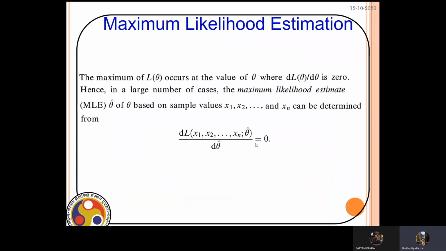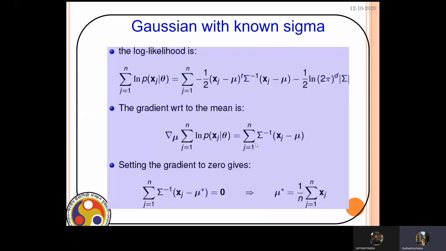So the maximum likelihood method, the formal statement is the maximum of L theta occurs at a value of theta where dL d theta is 0. Hence, in a large number of cases, the maximum likelihood estimate of theta, which is theta hat, is based on the sample observations x1, x2, x3 up till xn, and can be determined from dL d theta equal to 0.